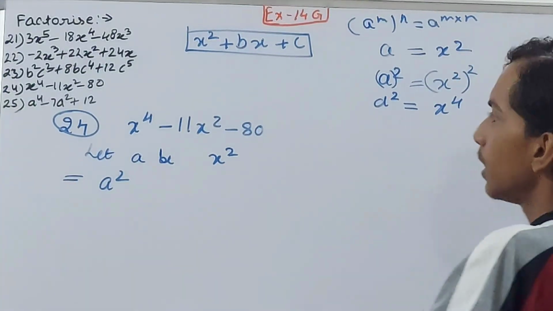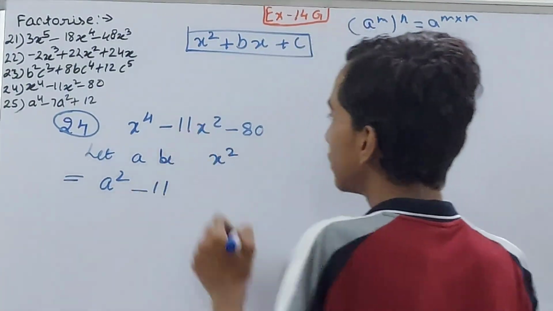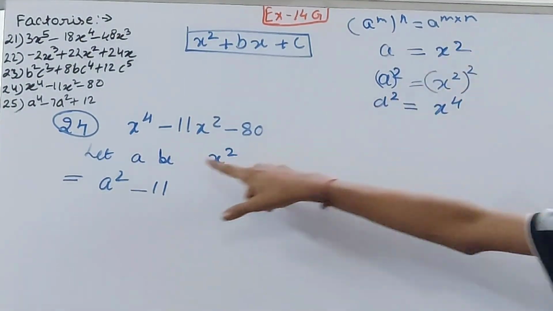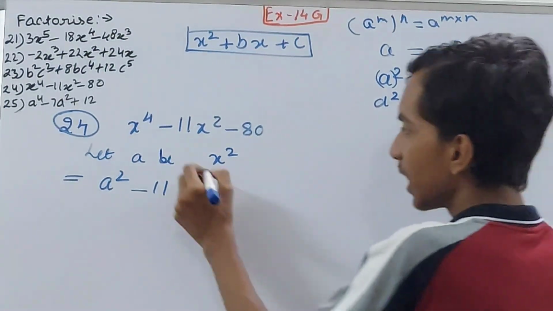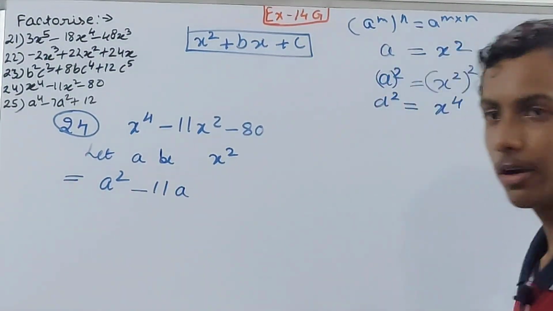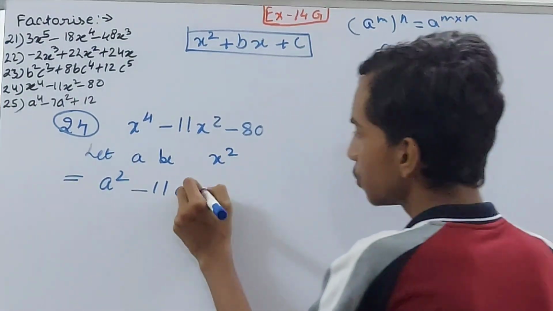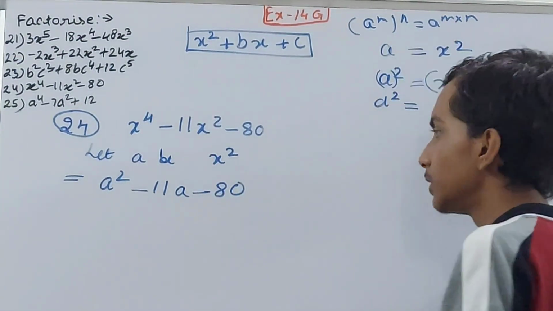Now see carefully, minus 11 x square. We have already assumed a is x square. Let a be x square. So you can write here a in place of x square, right? Yes, you can. And the rest of this expression, that is minus 80, can be written as it is.